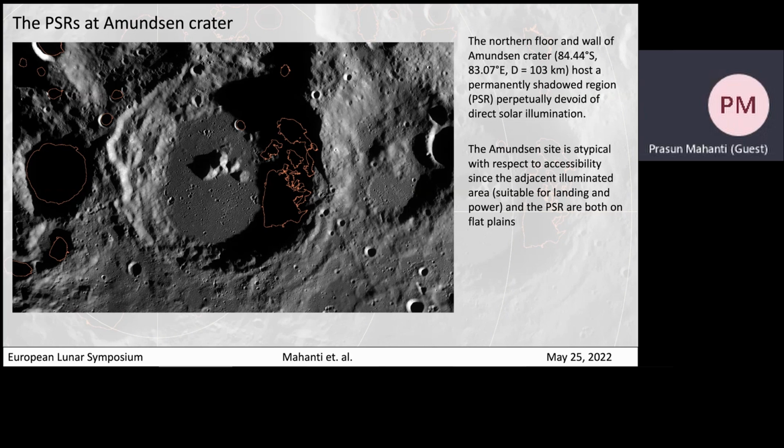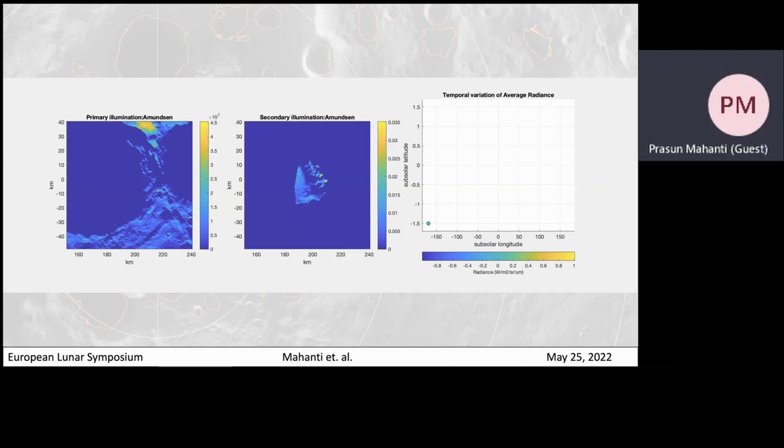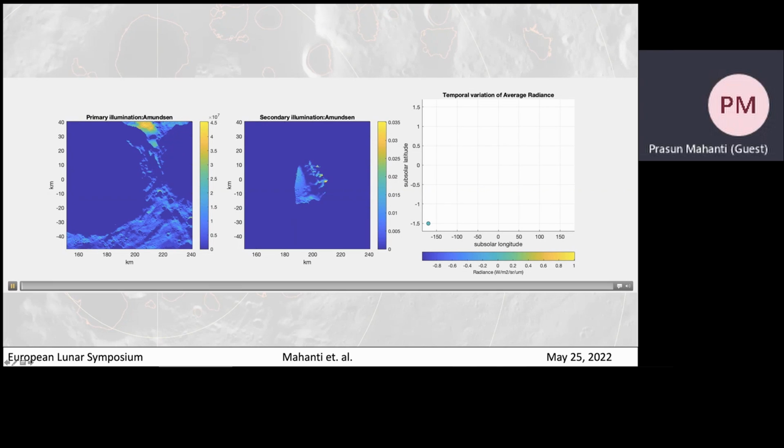But the idea is that the directly illuminated zone and the permanently shaded region are both on flat regions and adjacent to each other. Now, before I get into the method part of it, I'd like to show a small simulation.